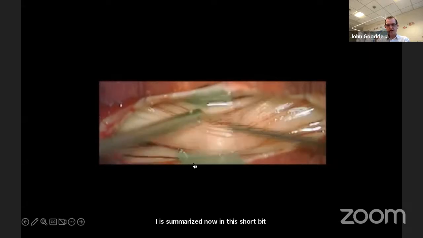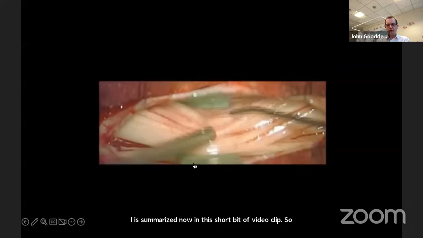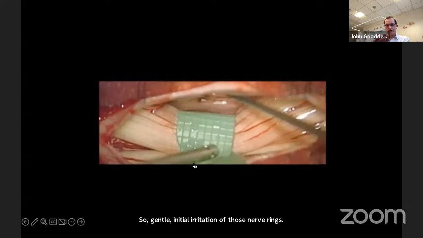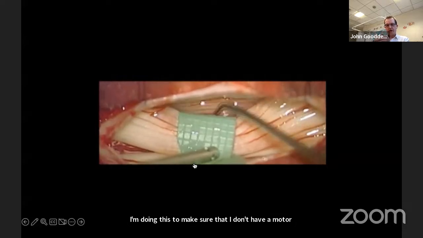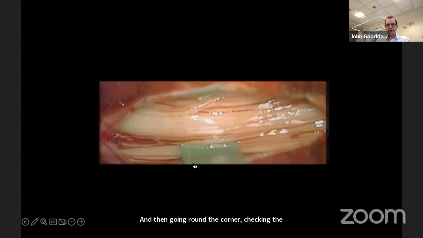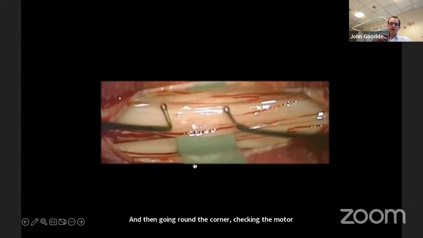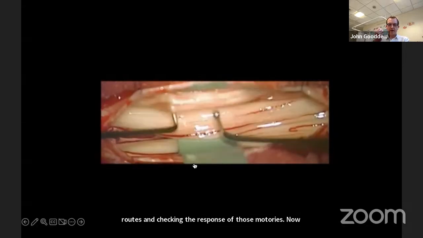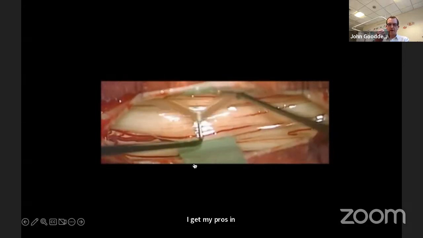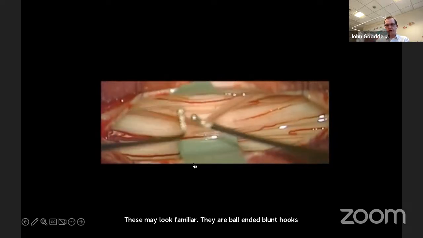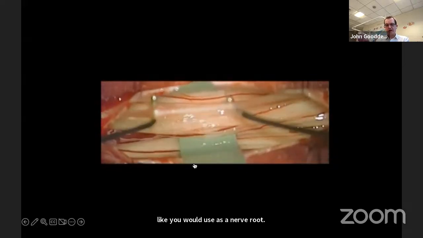So gentle initial irritation of those nerve roots. And I'm doing this to make sure that I don't have a motor root inadvertently within that bundle. And then going around the corner, checking the motor roots and checking the response of those motor roots. Now I get my probes in. These may look familiar. They are ball-ended blunt hooks like you would use as a nerve root probe to, for example, do a discectomy.